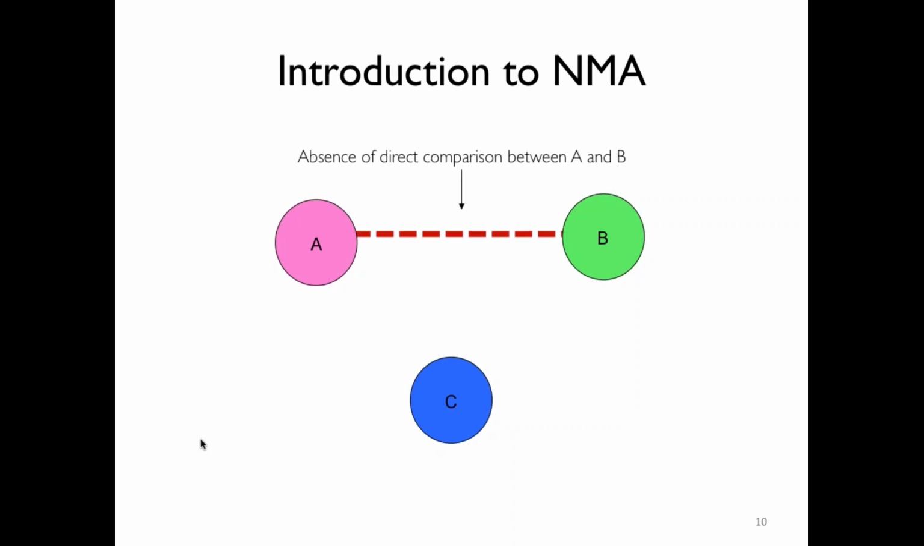We may, however, be interested in A versus B, but only have randomized trials of A versus C and B versus C. So in this case, we can calculate an indirect estimate for A versus B using the estimates for direct comparisons, A versus C and B versus C. So here we have an example.